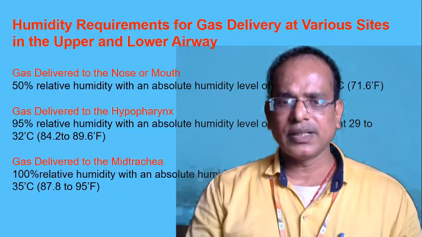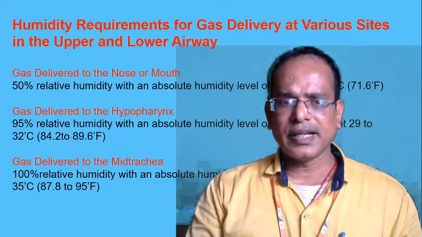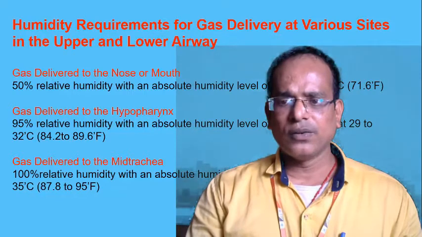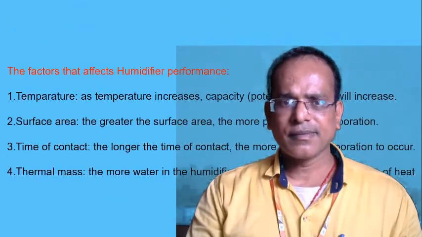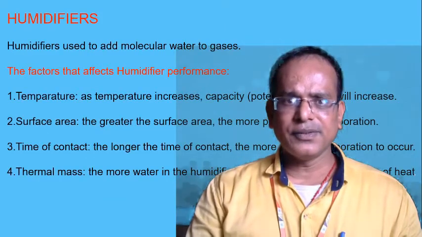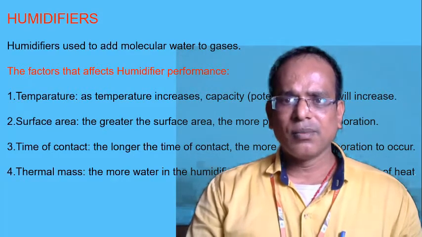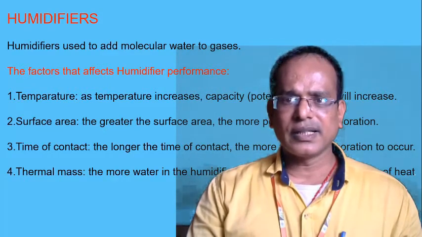Gas delivered to the mid-trachea, that is 100% relative humidity with an absolute humidity level of 36 to 40 mg per liter at 31 to 35 degrees Celsius, that is 87.8 to 95 Fahrenheit. So humidifiers are used to add molecular water to the gases.